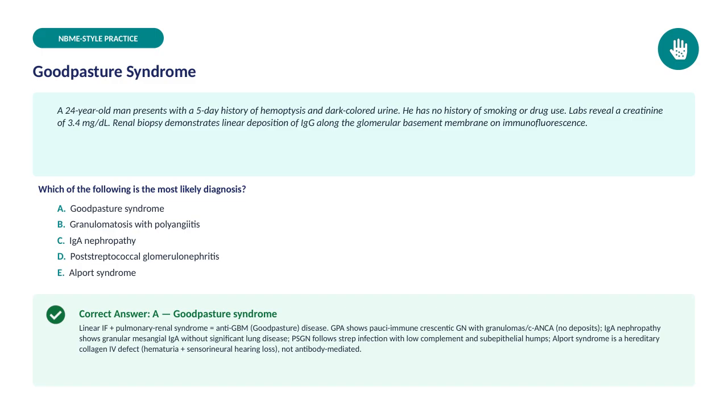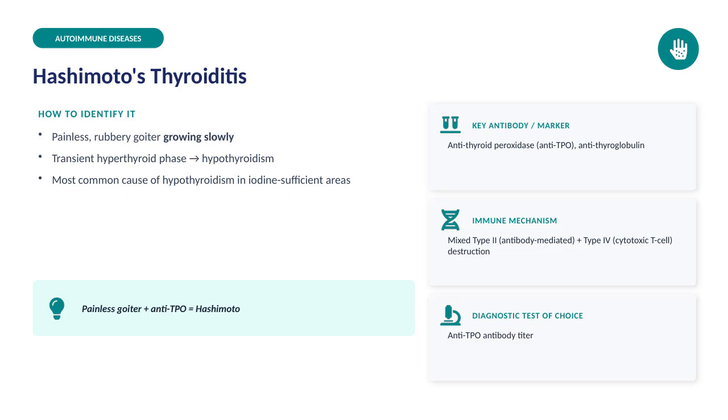The key finding here is the linear pattern of IgG on immunofluorescence, which differentiates it from other diseases, like granulomatosis with polyangiitis, which shows no immune deposits but has granulomas and positive C-ANCA, or IgA nephropathy, which presents with granular mesangial deposits and typically does not affect the lungs. Post-streptococcal glomerulonephritis follows a recent strep infection and shows low complement levels with subepithelial humps, while Alport syndrome is a genetic defect in collagen IV resulting mainly in hematuria and hearing loss, not antibody-mediated damage. Thus, the most fitting diagnosis here is Goodpasture syndrome.